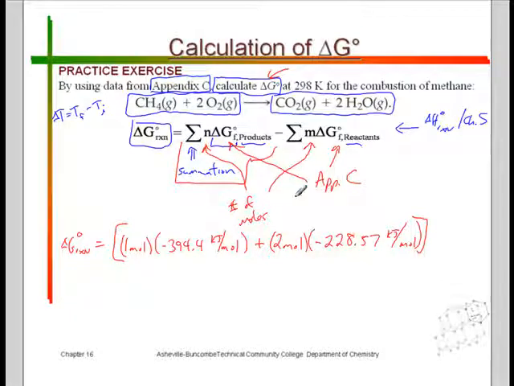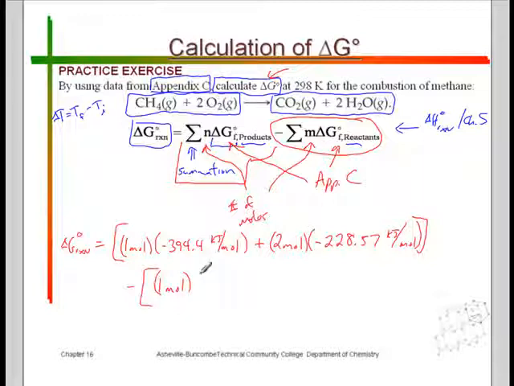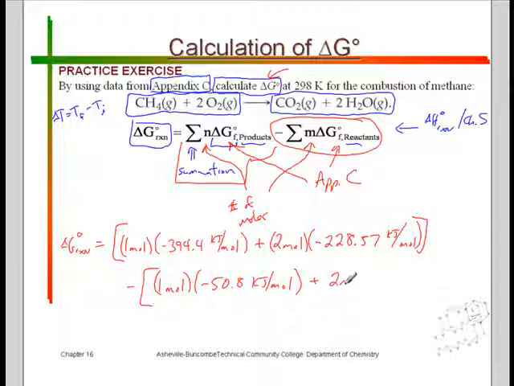And then the second half, this is negative. I have 1 mole of methane, and it comes in at only minus 50.8 kilojoules per mole. Remember, products minus reactants. And then I have 2 moles of oxygen. But I'll talk about this in the next slide: delta G and delta H of formation are 0 for elemental forms.